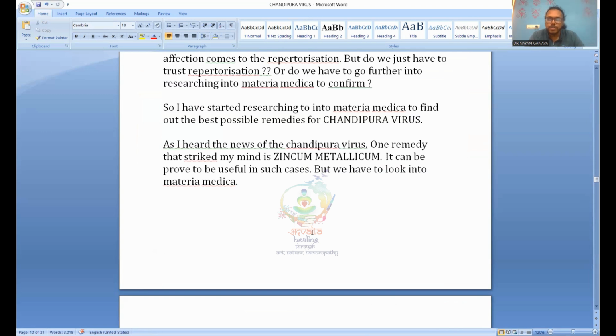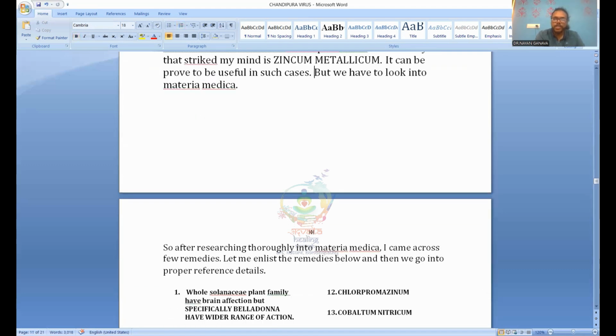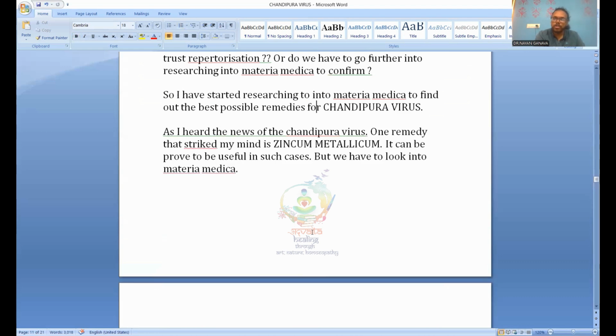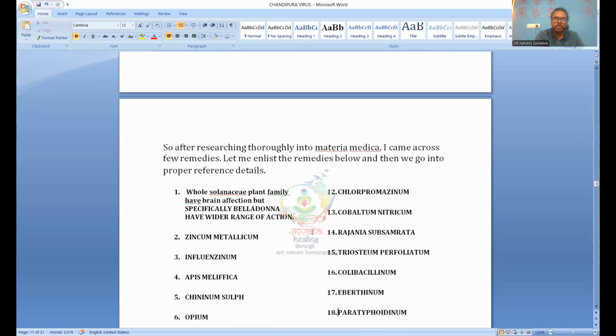As I heard the news of Chandipura virus, one remedy that struck my mind at that time was Zincum metallicum. It can prove to be useful in such cases, but we have to look into the materia medica first to confirm. Since our literature does not confirm, we do not conclude the remedy.